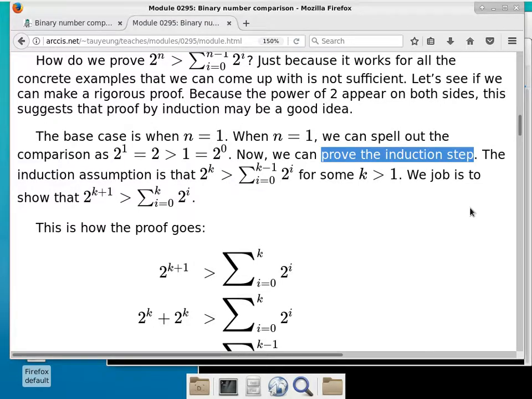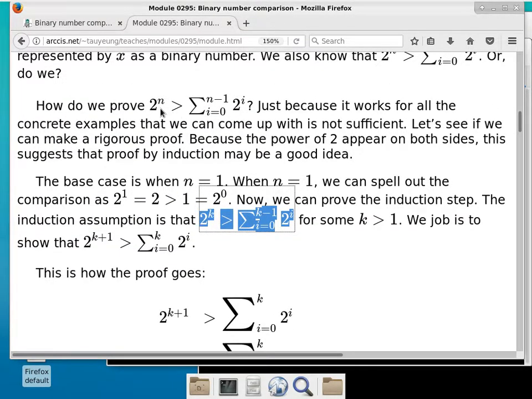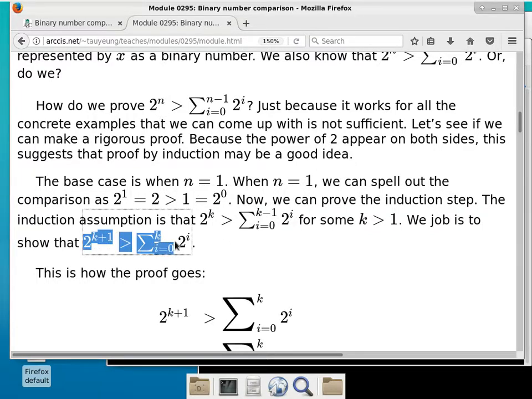The assumption is just saying, okay, let's assume that it works for a particular k, where k has to be greater than 1, such that this whole thing is true. You can see this whole thing is the same as the original theorem, but with n replaced by k. This is an assumption. But with this assumption, can we show that it will work when we move it one step up? That is the question.